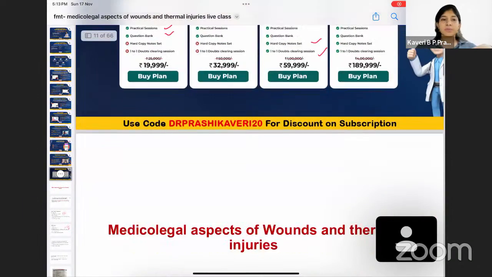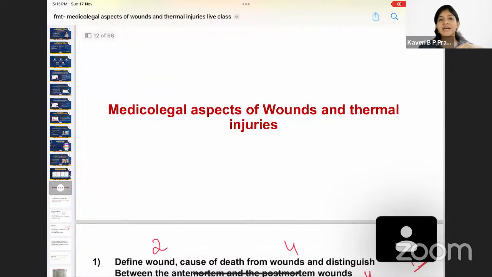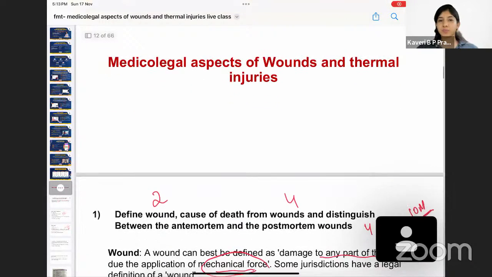Now, coming to the topic per se, we'll be discussing the medico-legal aspects of wounds and thermal injuries. So there are a lot of 10 markers that are important from this chapter. Also, there are a lot of Viva, OC, and MCQ questions that can come. So we will dive into the topic and look at all the important questions.